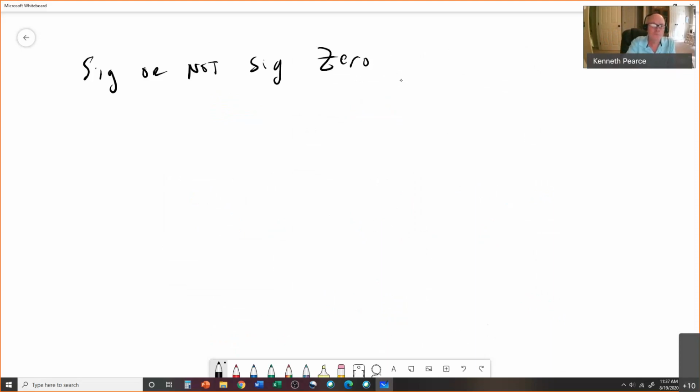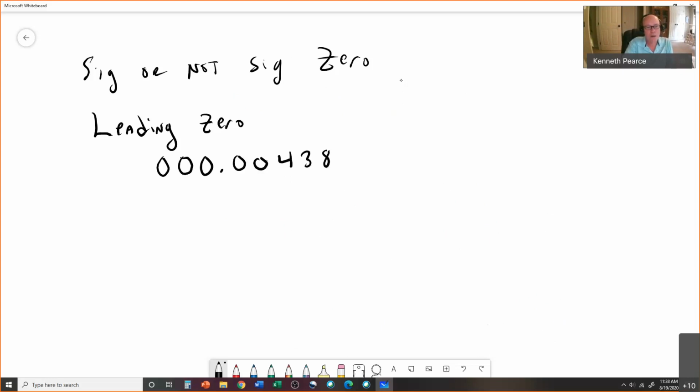Okay. Now, there's really only two rules. We can make up all sorts of other rules, but there's really only two rules. And that is, we have these things called leading zeros and trailing zeros. Leading zeros look like this. They're in small numbers, and then we go 0. I might as well put a couple zeros out here too. Why not? 0, 0, 4, 3, 8, 1.